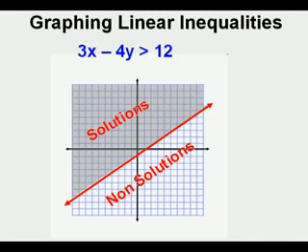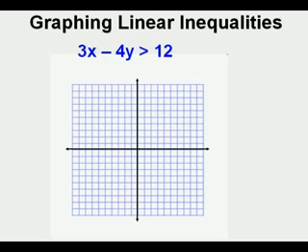We need to find the equation of the boundary line. We need to draw a dashed or solid line for the boundary line, and finally, we need to shade on one side of that line to represent the solution set. Let's graph this linear inequality: 3x minus 4y is greater than 12. When I get ready to graph, I like to call it not "greater than" but "equal to." We'll get to that a little later.